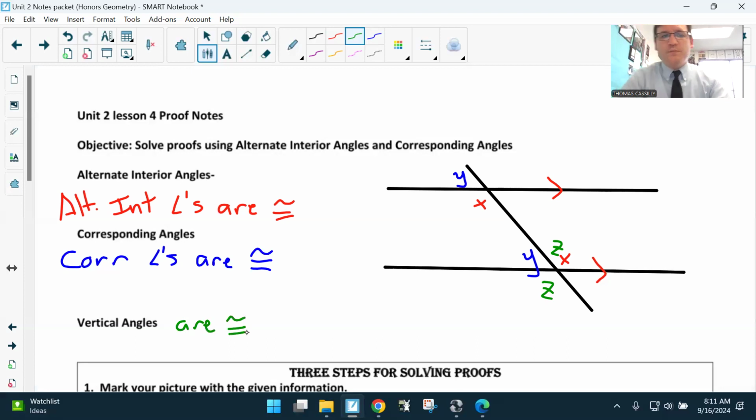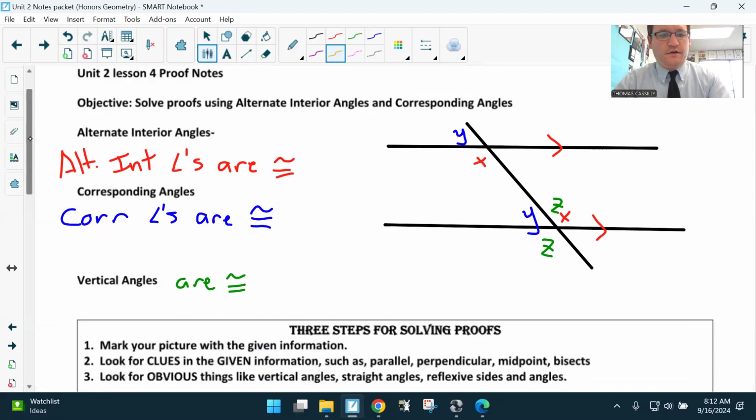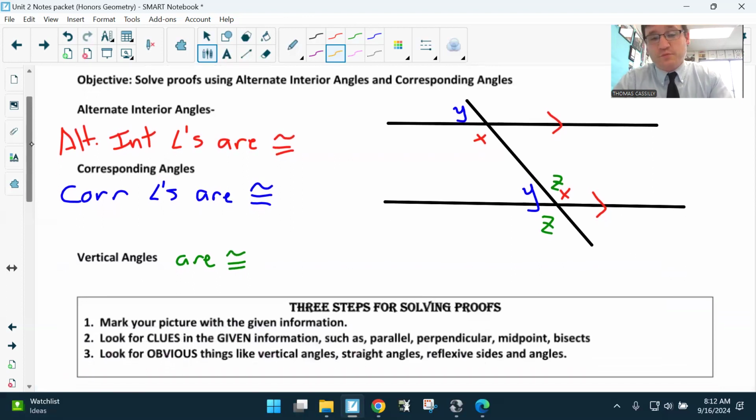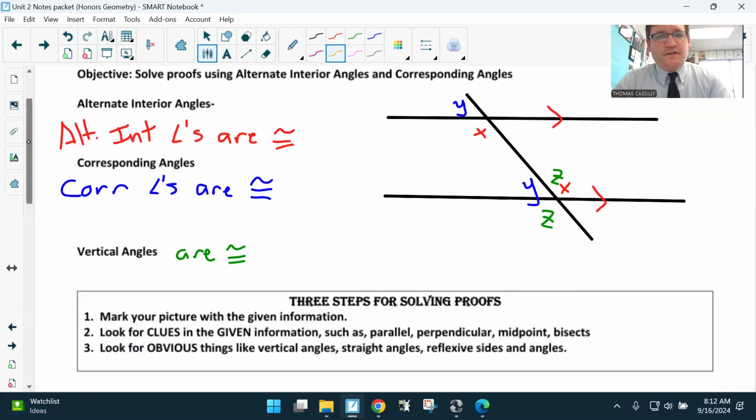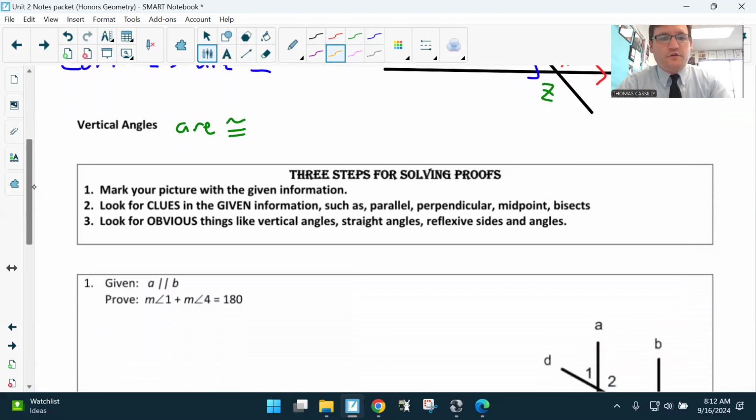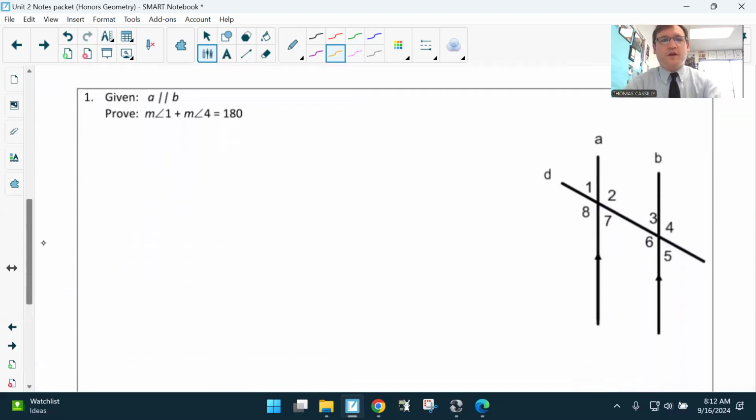So we mentioned some other ones, same side interior, same side exterior, and alternate exterior. What I'm going to do today is only use these three theorems. Right now, I'm going to pretend that the other ones don't really exist, because we want to try to prove some stuff. And these proofs are very, very easy if we use those other ones. So I'm going to do some proofs without using same side interior or same side exterior, or at least that's the goal here.